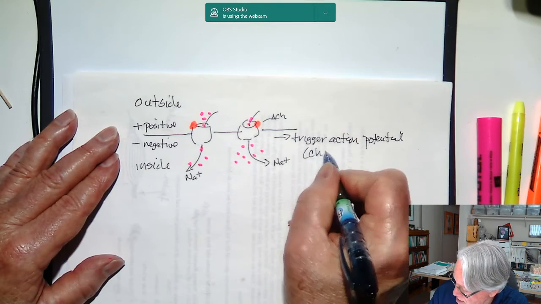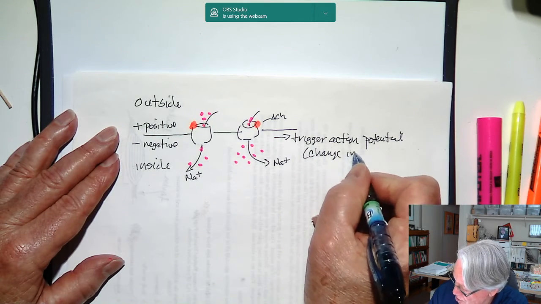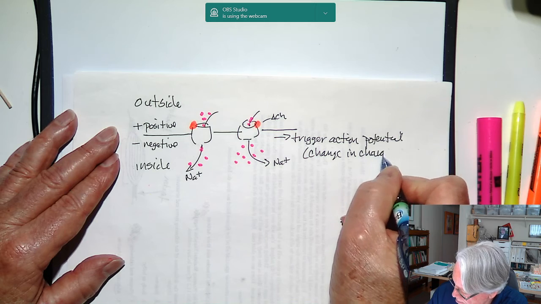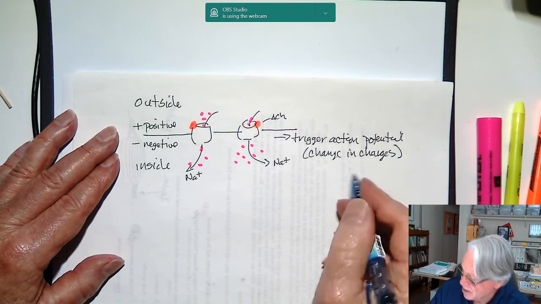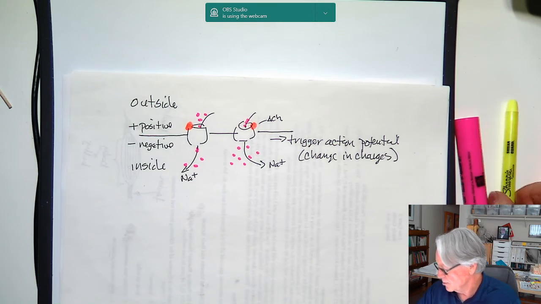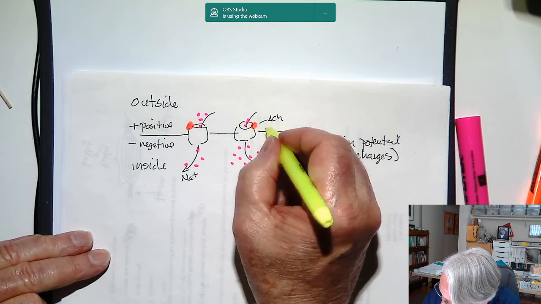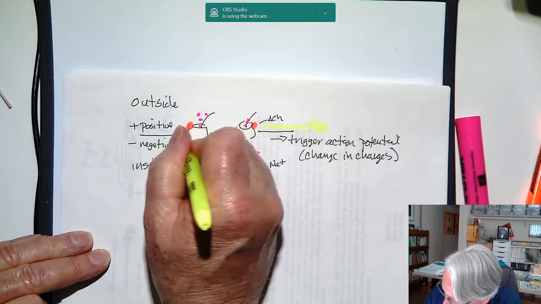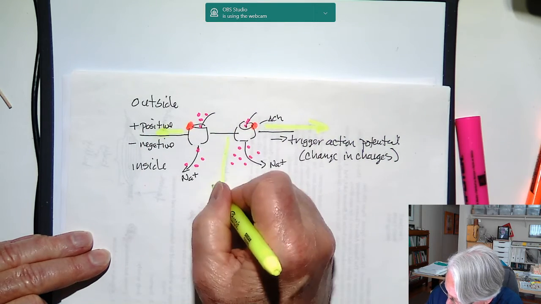So the change in charges is going to trigger an action potential, which will then spread out from this contact point in all directions. Okay.